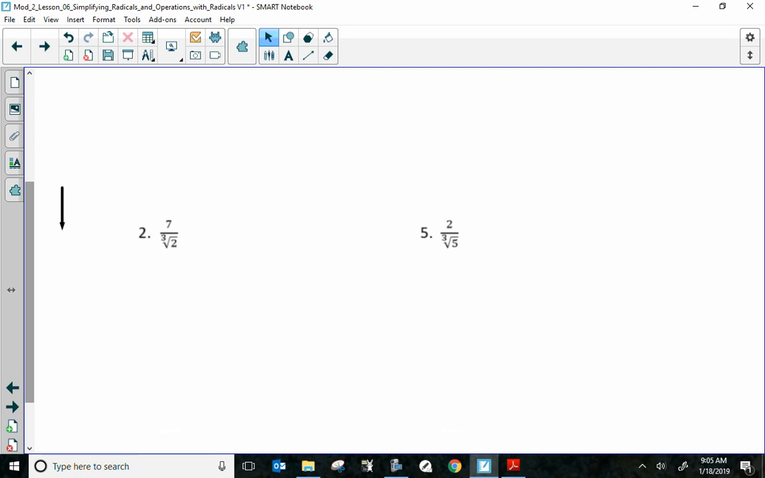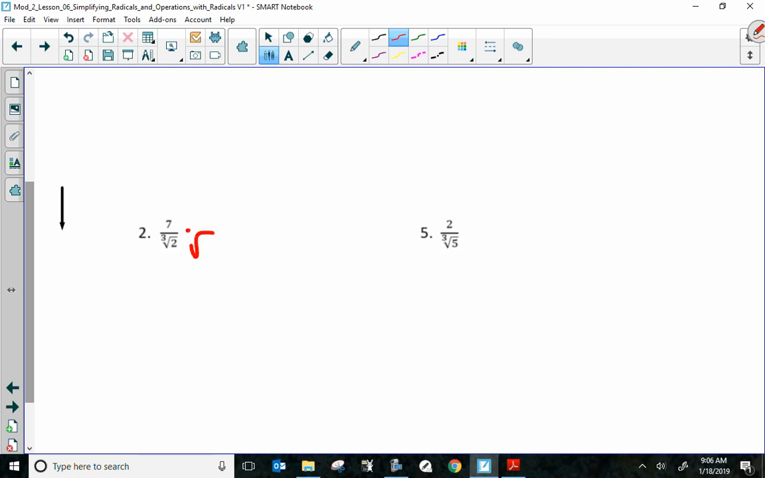Now, this is not a square root on the bottom. It is a cube root. So I want to make 2 into a perfect cube. The first perfect cube that I can make 2 into by multiplying it by something is 8, and I multiply that by 4.